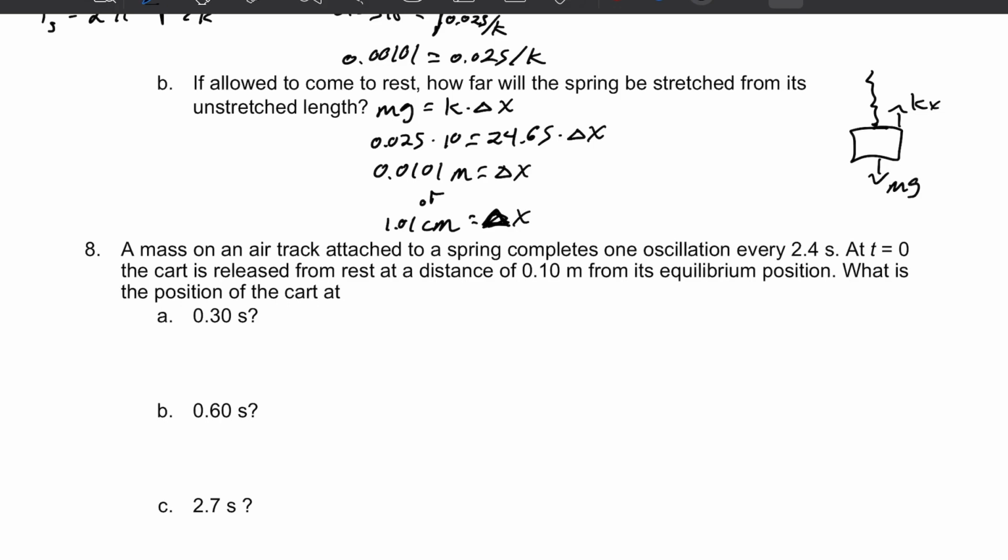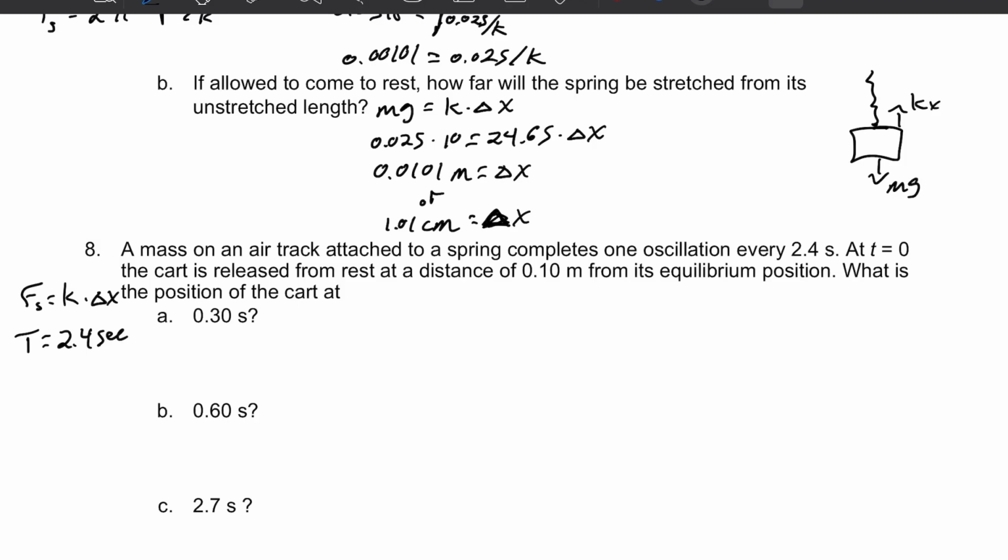Going into number 8, we're going to have a new formula again here, one that we're not going to use a lot of, but here, based on the time of the frequency and the amplitude, we're able to determine position. So let's start with number 8. A mass on an air track attached to a spring completes one oscillation every 2.4 seconds. So the period is 2.4 seconds.